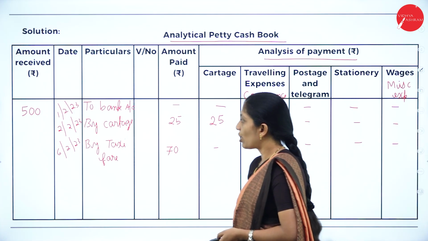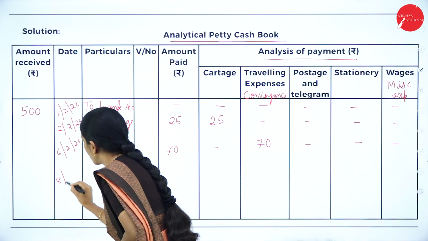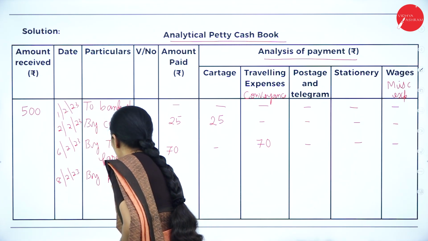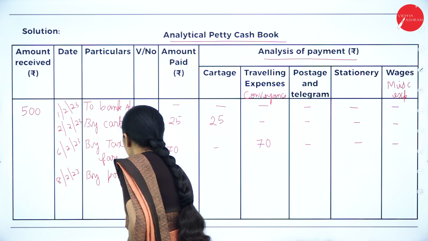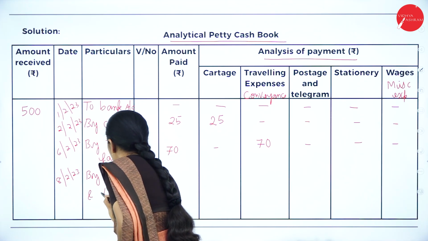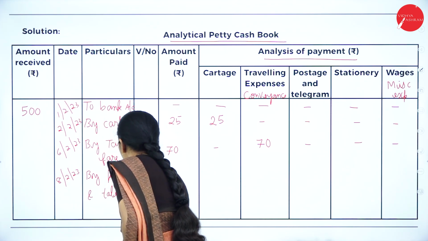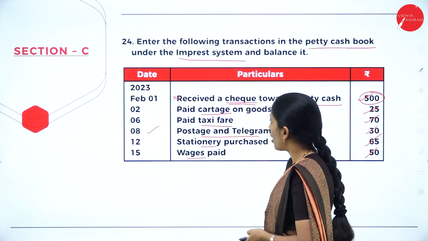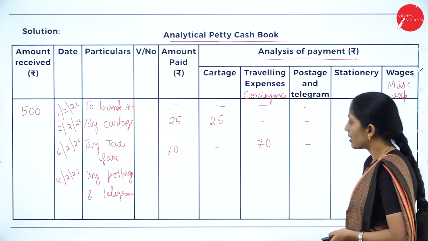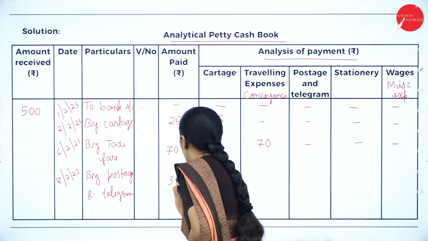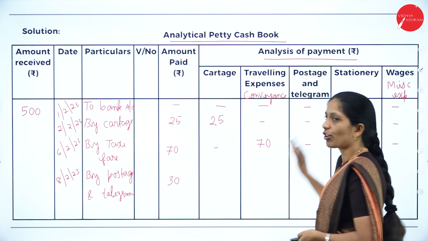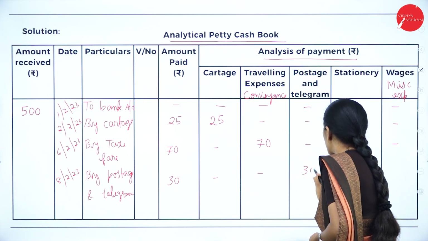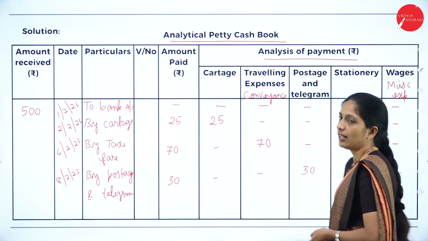Next, 8th. Postage and telegram. So how do you write? 8/2/23 by postage and telegram. By postage and telegram. What is the amount paid? So amount paid is 30 rupees. So we'll write 30 here. So where under analysis of payment does postage and telegram come? Here. Postage and telegram, and these columns are dash.